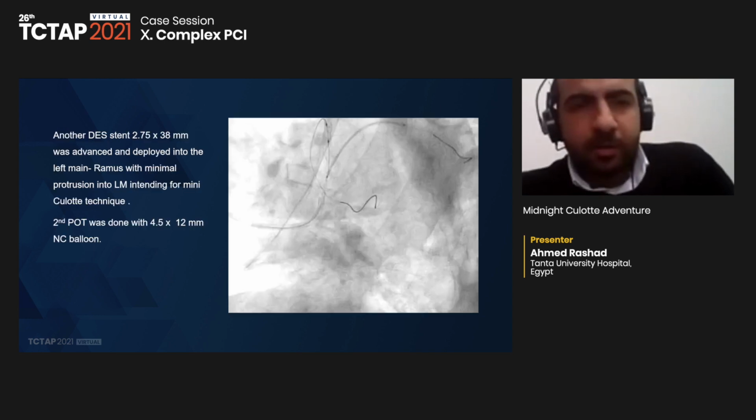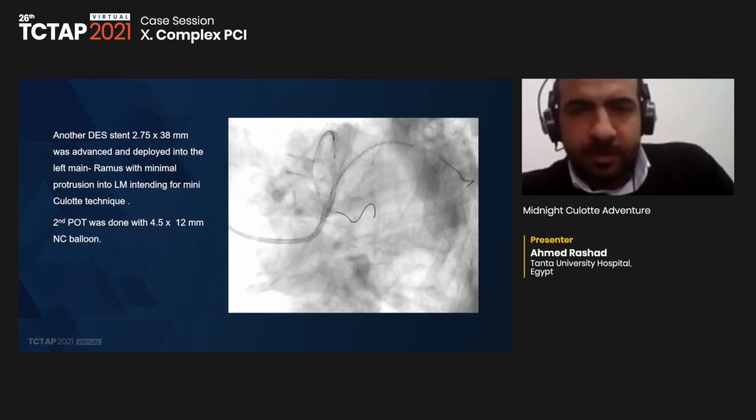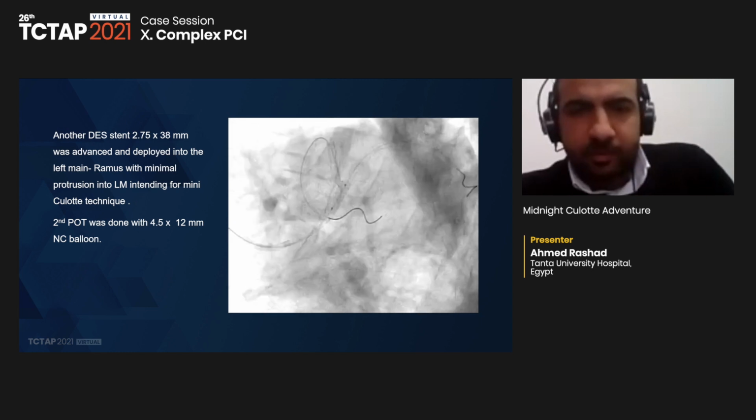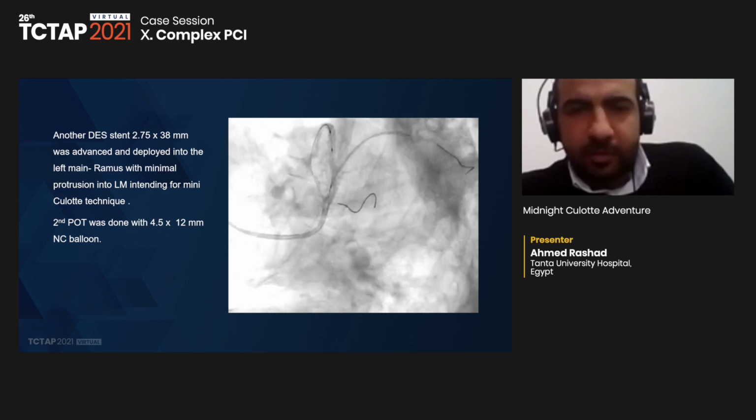Another drug-eluting stent, 2.75 by 38, was advanced and deployed in the left main ramus with minimal protrusion into the left main, intending for mini-crush technique. This is followed by a second POT, which was done by the previous balloon of the left main.